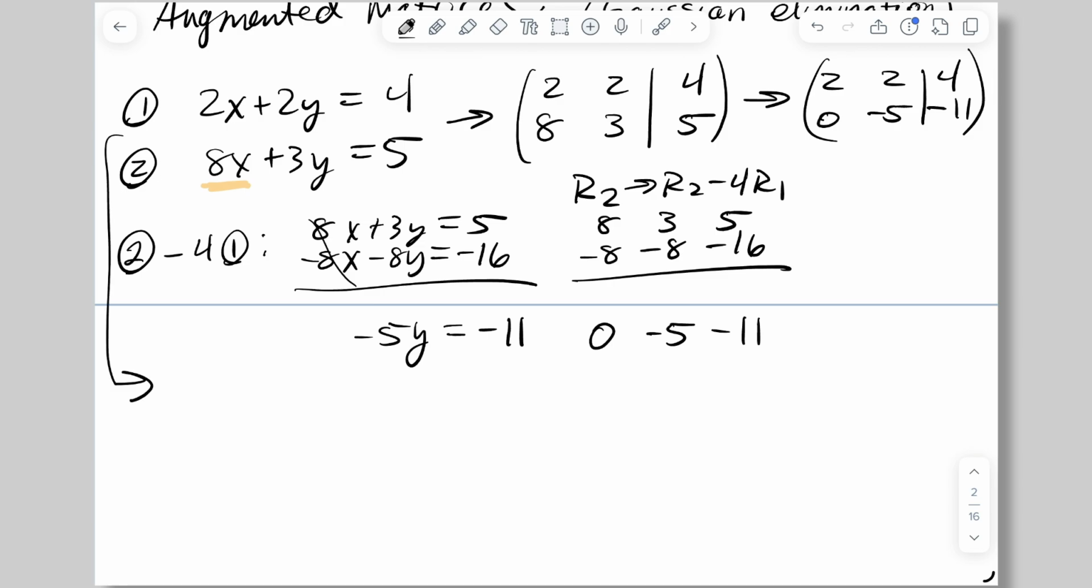In the first case, our new system using this third equation that I'll call equation 3 is 2x plus 2y equals 4, and then negative 5y is equal to negative 11. You'll note you can use the second equation to find what y is, and then back substitute to find what x is. Doing this with an augmented matrix is exactly the same thing.